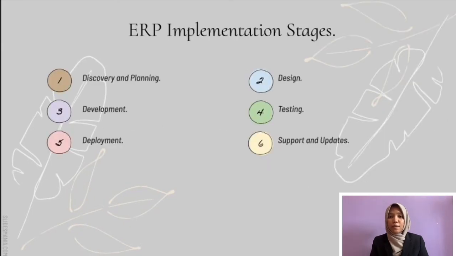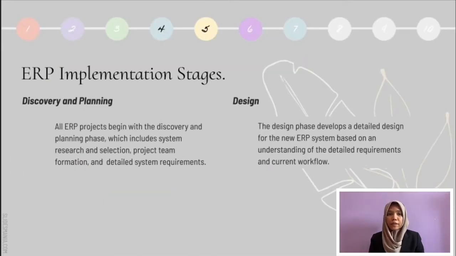Now I will continue with the implementation of ERP. There are 6 steps. The first one is discovering and planning. All ERP projects begin with the discovery and planning phase, which includes the system research and selection, project team formation, and detailed system requirements. The second one is design.